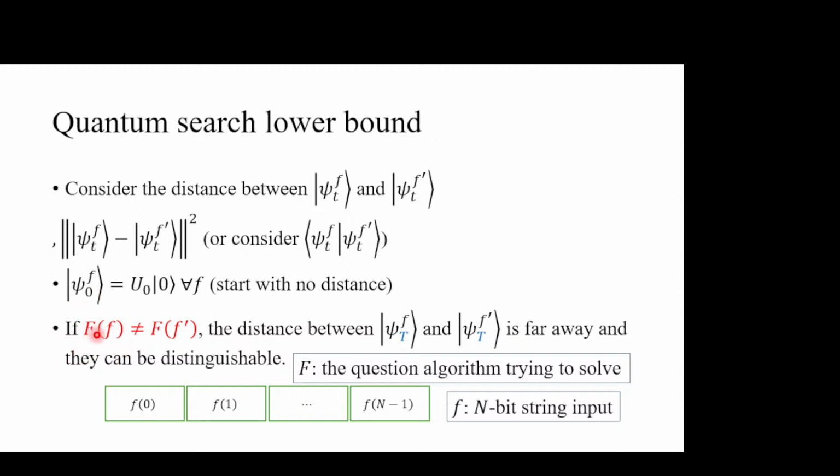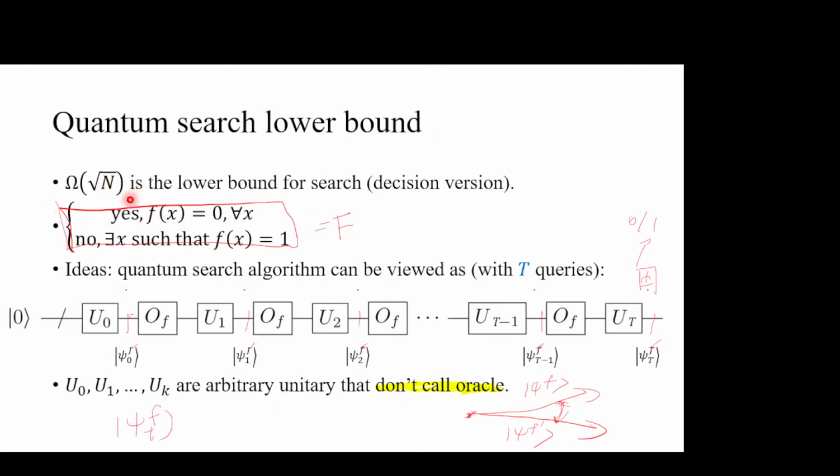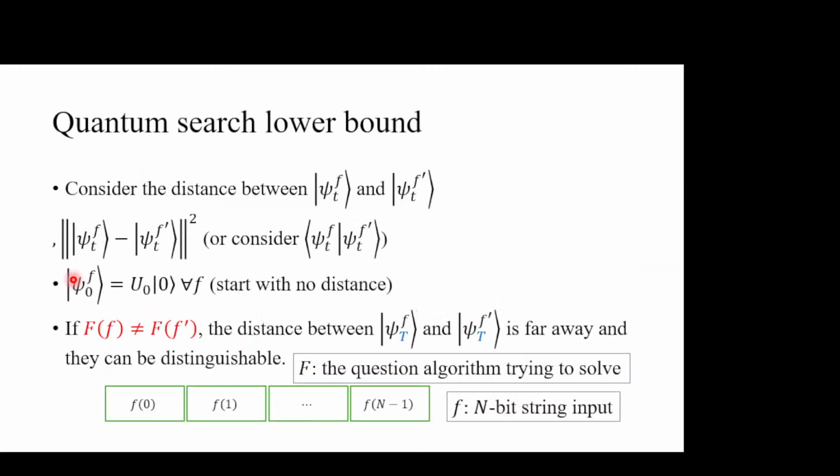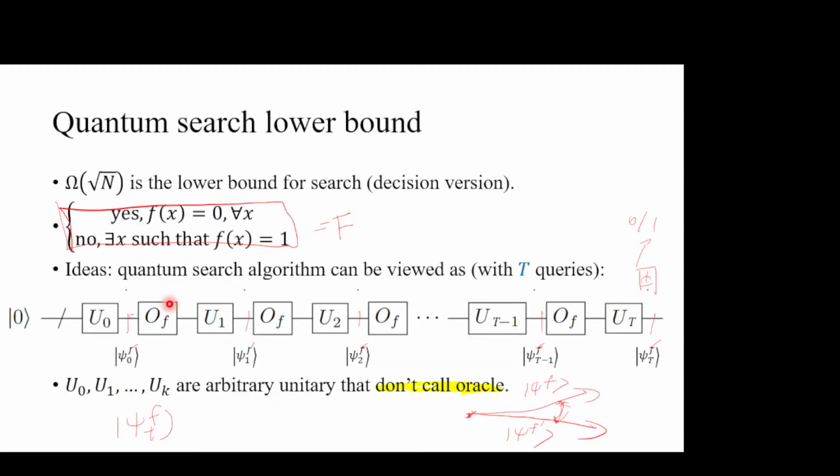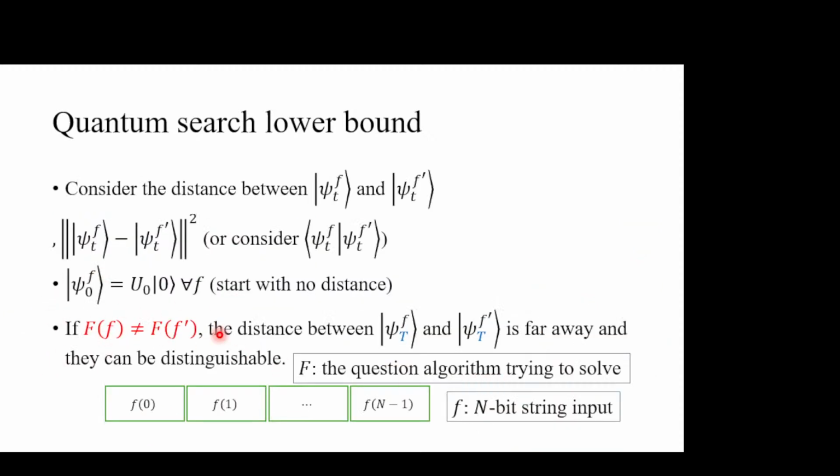Okay, and anyway, your input string can either give you a yes answer or a no answer. And if the answer is different, then the quantum algorithm at the end should give you a different measurement outcome. We are going to show more rigorously later: if you want to make a measurement to distinguish two states, then those two states must be pretty far away from each other. In some sense of far away, and we are going to show in this sense.